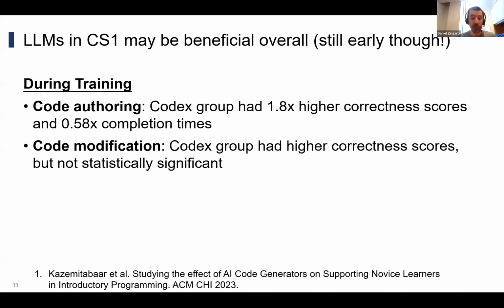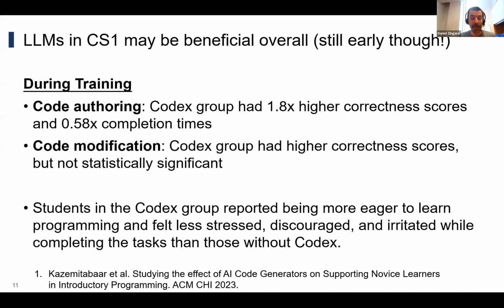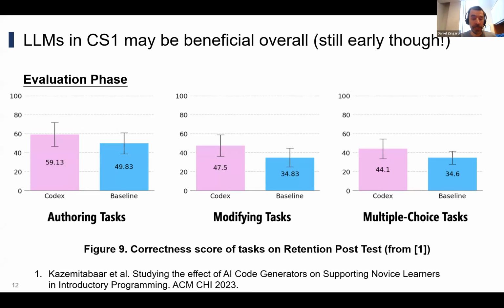That Codex group also felt more eager to learn programming and felt less stressed, less discouraged, less irritated while completing the tasks. In case you're worried that this appears to be some very short-lived increase, it's actually not. One week later, they did a post-test retention, and they still found better, but again not significantly better, results for the Codex groups on code authoring and code modification. And critically, Codex was not available at all this time.